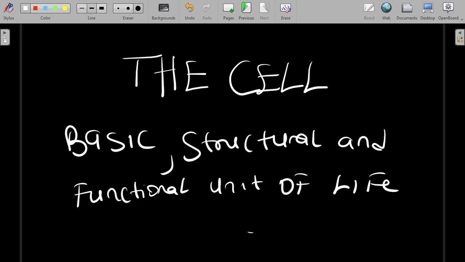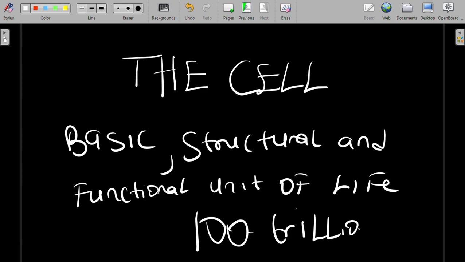So the cell is the basic structural and functional unit of life, and the human body is made up of about 100 trillion cells. So we have white blood cells, red blood cells, and the platelets.